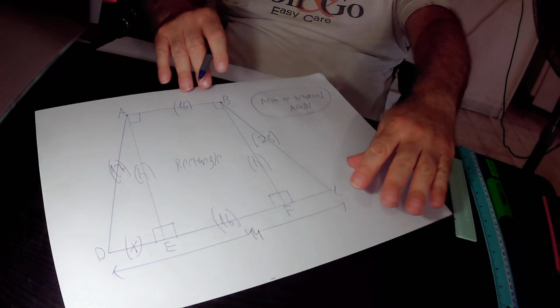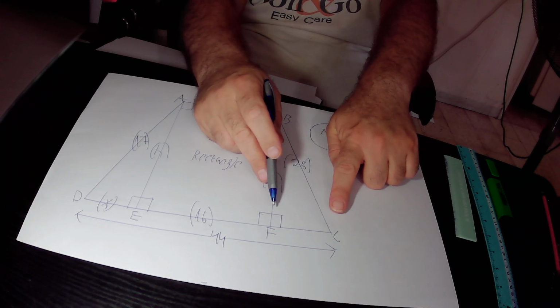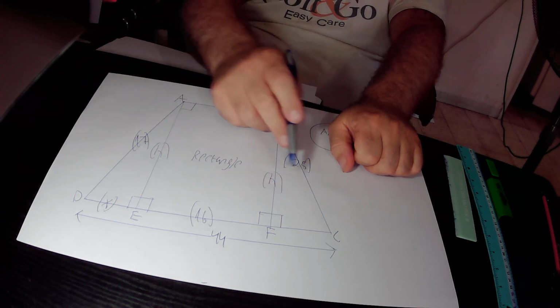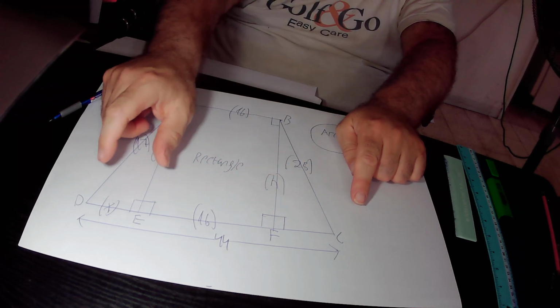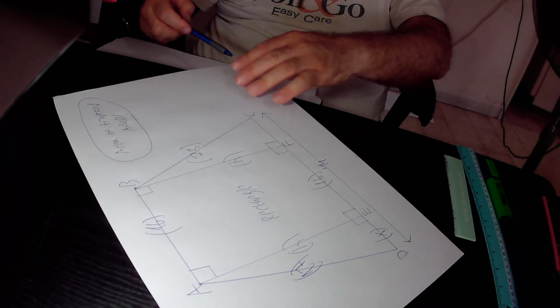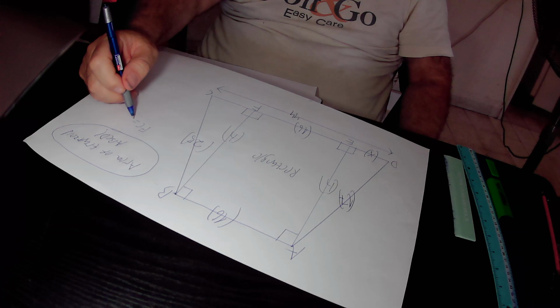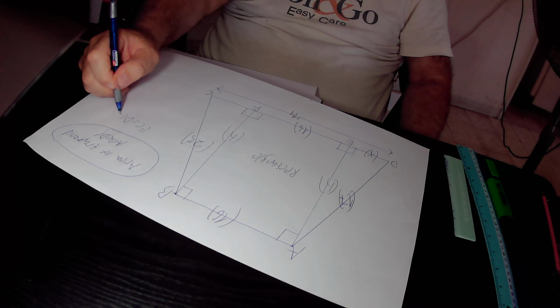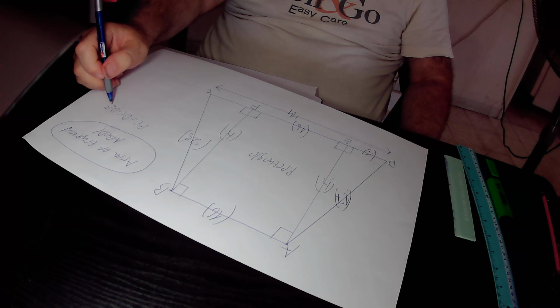What is the length of the missing line FC? The length of the missing line FC is equal to DC minus DE minus EF. Again, FC equals DC minus DE minus EF. So I'll write it down. FC equals DC minus DE minus EF.